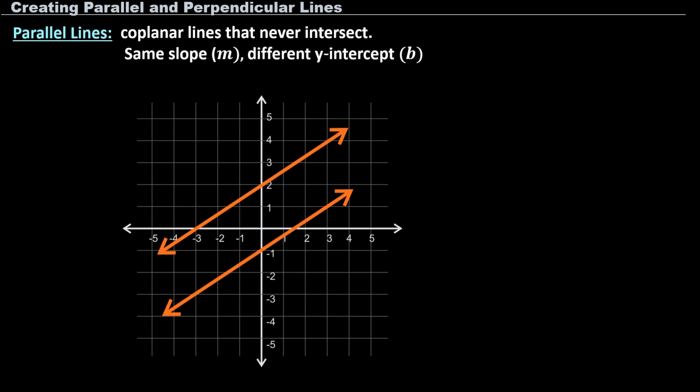These parallel lines have the same slope, so that means the way that they move forwards on the graph is the exact same, but they have different y-intercepts. For instance, this one crosses at 2, where this one crosses at negative 1. So if this first line has a slope of 2/3, the second line is also going to have a slope of 2/3. They have to have the exact same slope. That's what makes them parallel to each other.